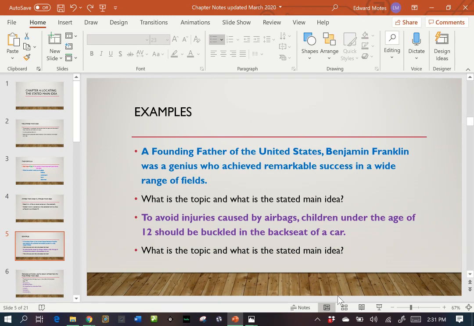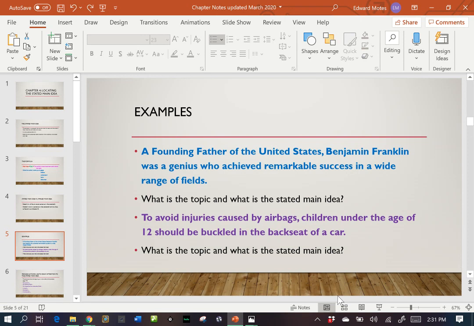A founding father of the United States, Benjamin Franklin was a genius who achieved remarkable success in a wide range of fields. So what or who are we talking about here in this sentence? Benjamin Franklin. And what is the most important point the author wants us to know about Benjamin Franklin? He was a genius who achieved remarkable success in a wide range of fields as a founding father of the United States.